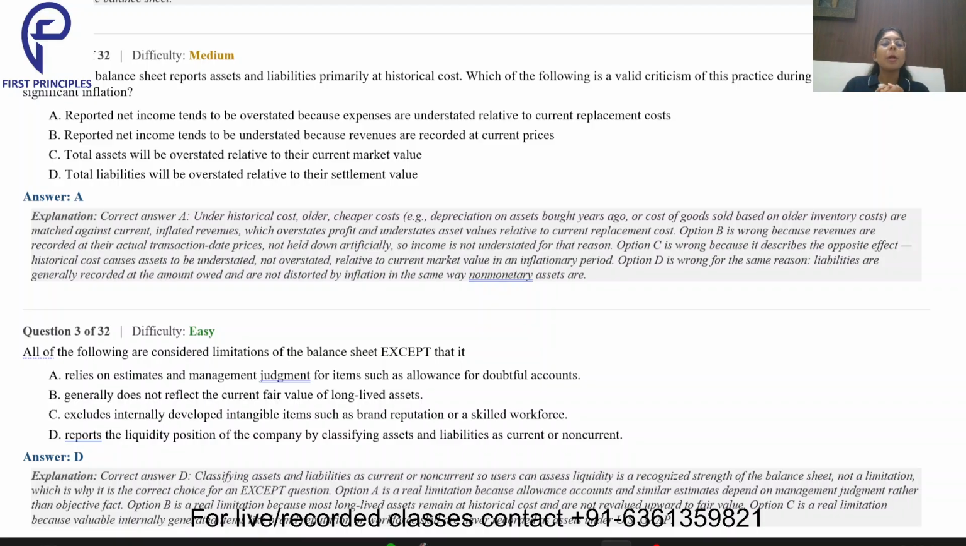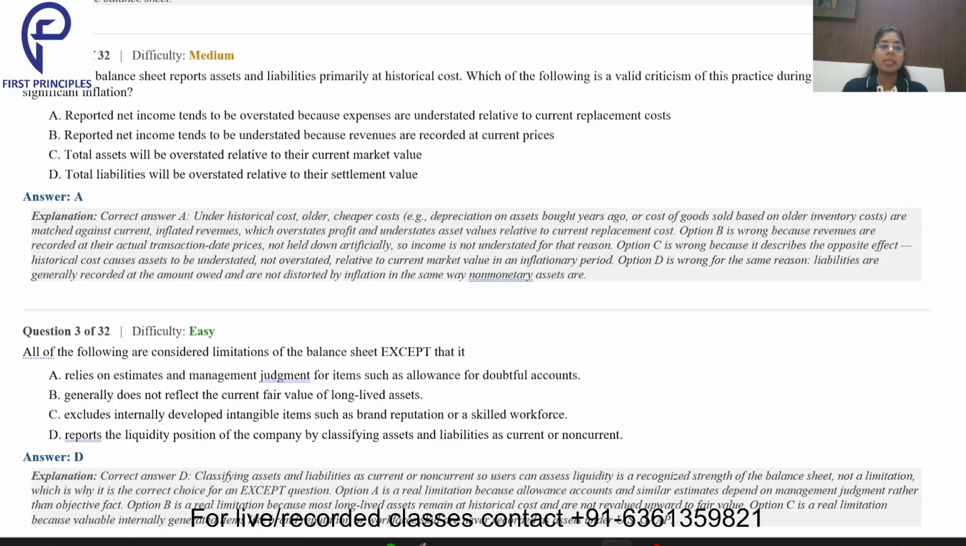Option A says reported net income tends to be overstated because expenses are understated relative to the current replacement cost. What does that mean? Reported net income tends to be overstated, meaning net income is higher. If the net income should have been 100, it is being reported at 150. That is what overstated means, because expenses are understated relative to the current replacement cost.